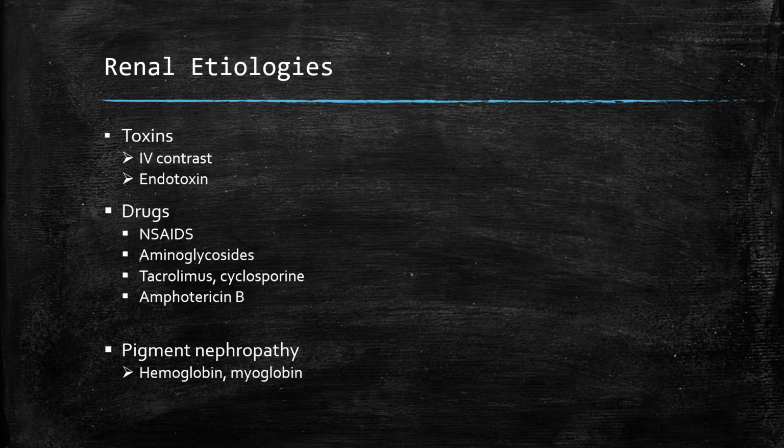We also see patients with pigment nephropathy. The most common situation would be rhabdomyolysis related to compartment syndrome. Hemoglobin lysis as a consequence of a transfusion reaction would be another instance of this.